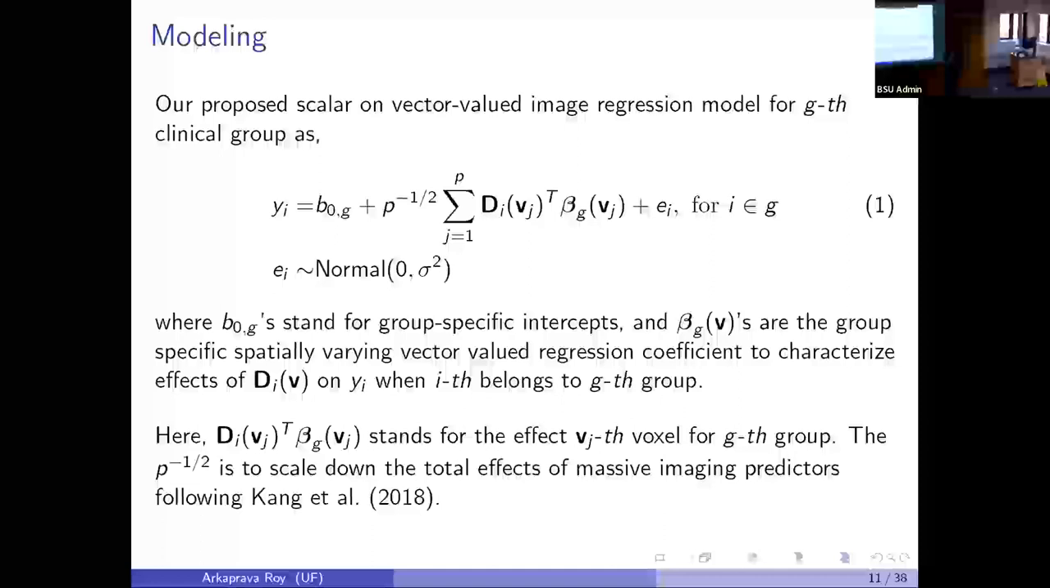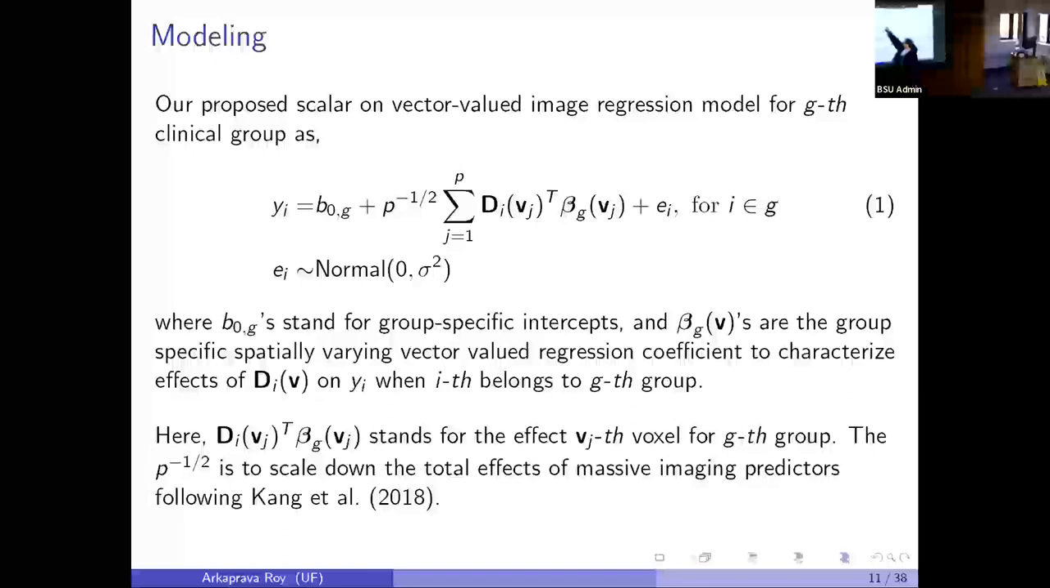Now this is the model. This is essentially a linear regression model, though I'll put structures on it later, where we have the imaging predictors and a regression coefficient. The only difference is that the regression coefficients are also vector valued, because the predictor is vector valued. So at every imaging location we have a vector valued coefficient. Since there are three things, there will be three components in each beta_gv.